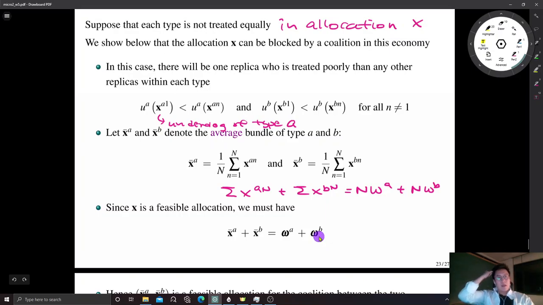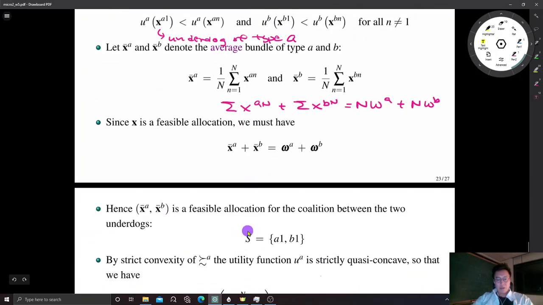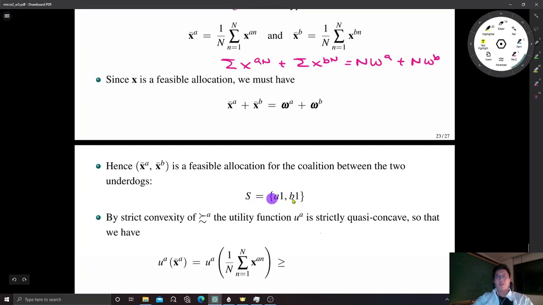All right. Now we are showing that if in allocation X, types are not treated equally, then allocation X will be blocked by some coalition. So now we have to think of some coalition that improves upon this allocation X. Okay? And that coalition is going to be the coalition between the two underdogs. So we choose A1 and B1, who are treated most poorly in each type, and they make a coalition.